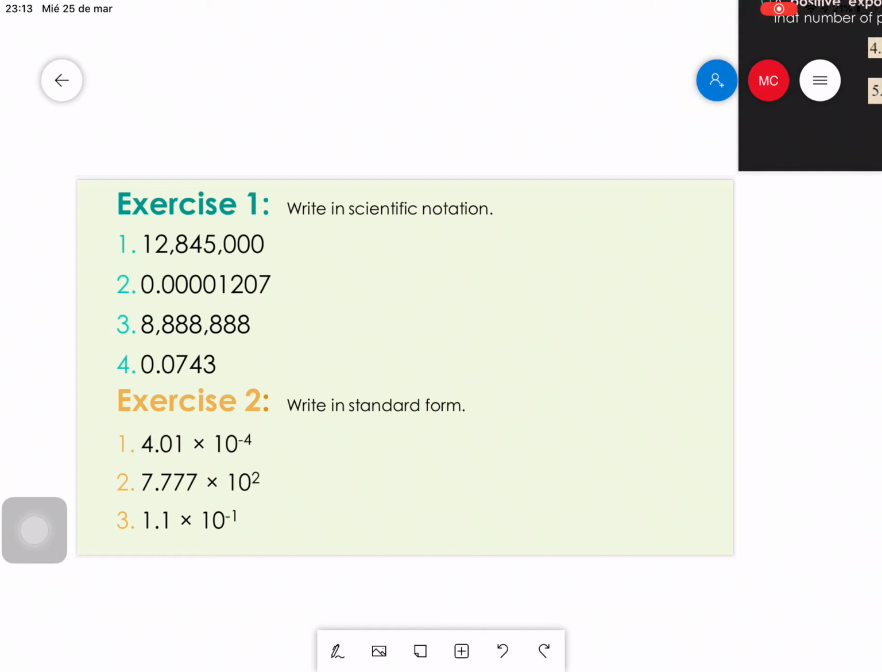I hope you actually paused the video. If you didn't, then continue watching it. You need to copy everything you see now and do your best to apply what we saw in the last two videos. It says, exercise 1, write in scientific notation.